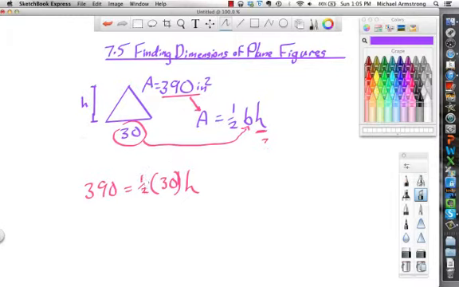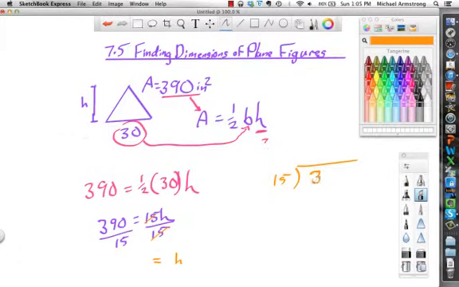We can go ahead and multiply 1/2 times 30. That's at least what I would do. And then I'd rewrite it. 390 equals 15 times h, because 1/2 times 30 is 15. And then the next step is to just divide both sides by 15. And then those cancel, leaving just h. And then you might have to get a calculator to do 15 into 390, or just do long division.